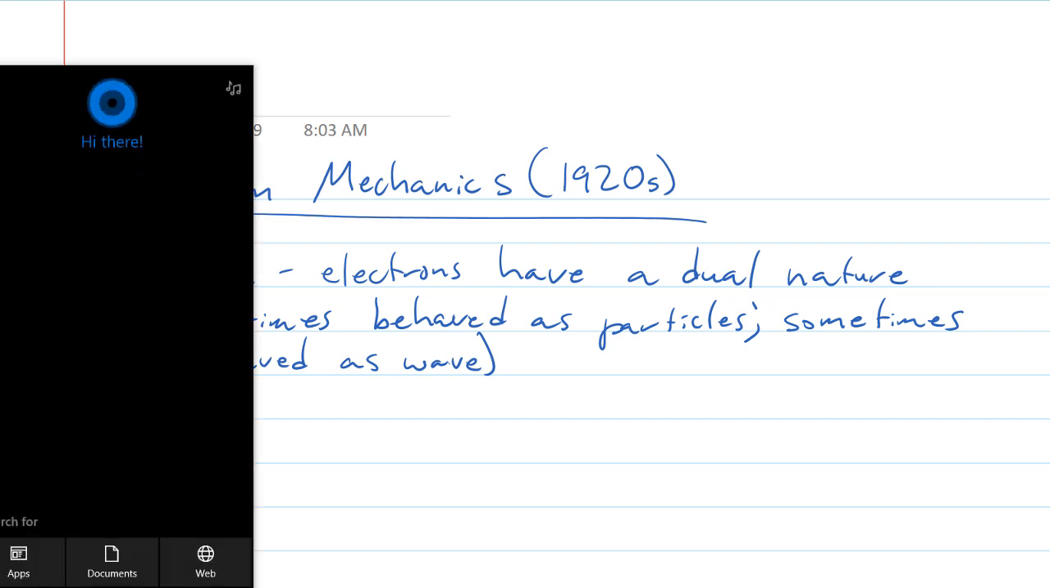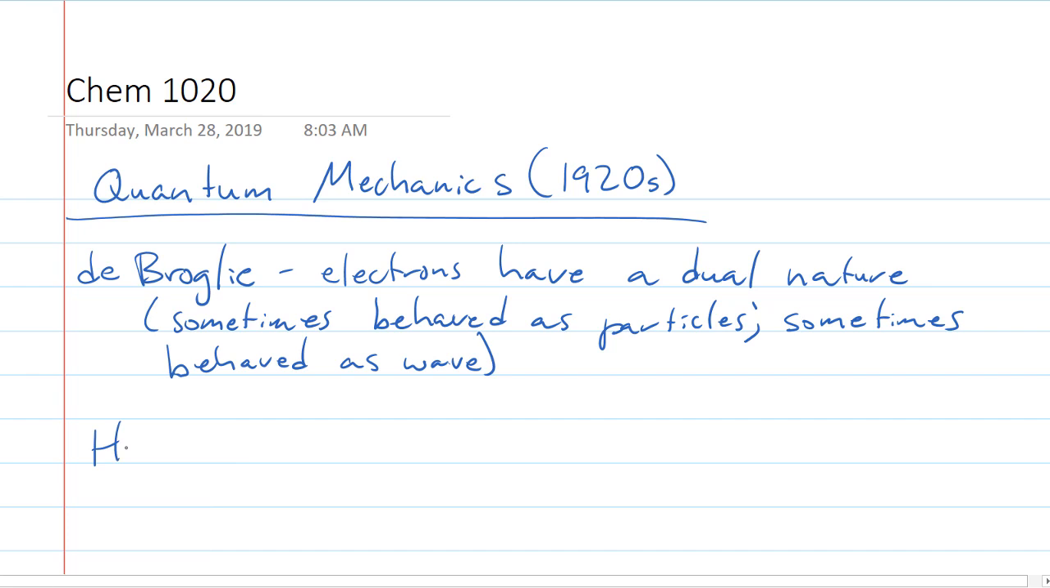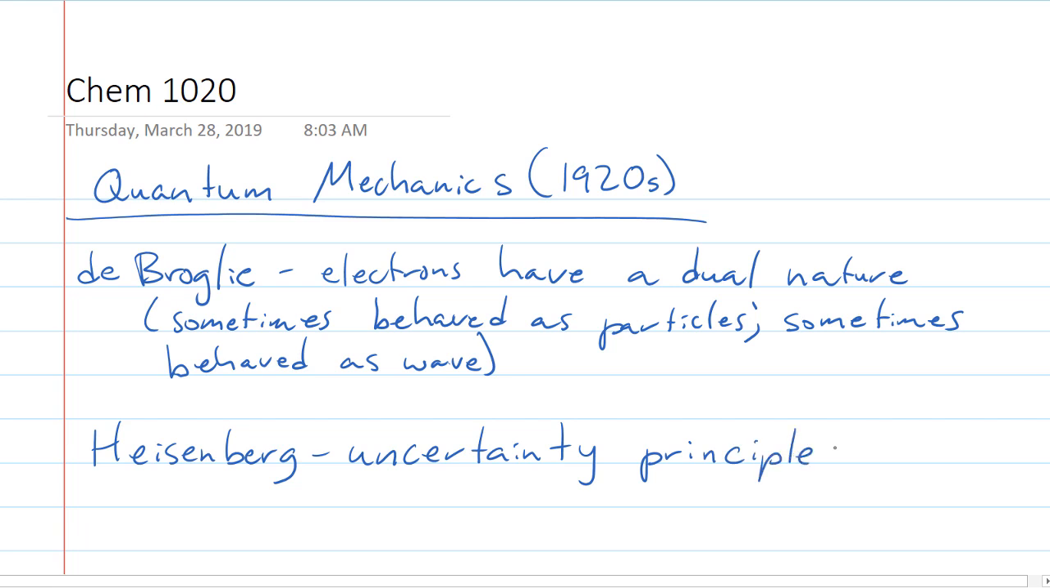Then there was another scientist about this time whose name was Werner Heisenberg. And he developed what's called the uncertainty principle. But I am sure that some of you have heard about Heisenberg somewhere else. Where have you heard about Heisenberg? Some of you, I know you have. Yeah, where? Breaking Bad, exactly.